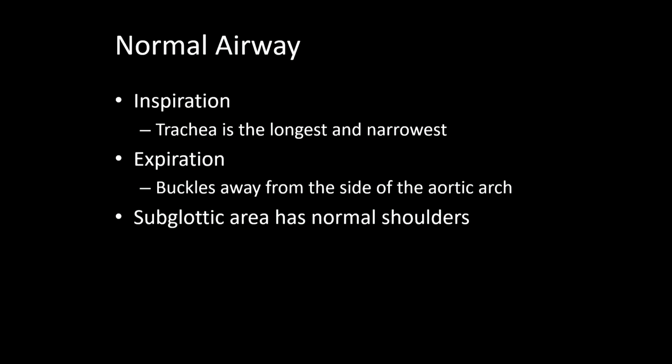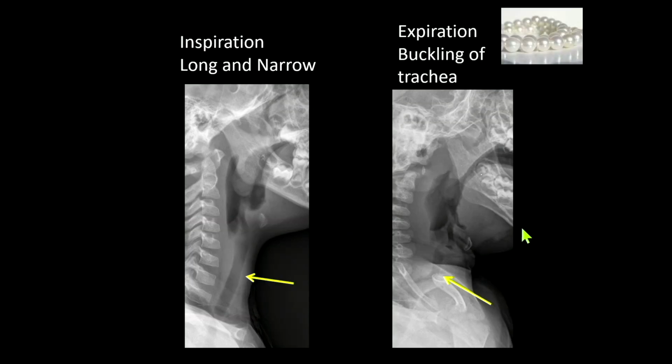So we're going to talk about all ages here, outside of the neonate. When the trachea buckles, it buckles away from the side of the aortic arch. So during an expiratory film, if you see it buckling to the left, the child has a right aortic arch, okay? And so that should help clue you in, especially if they're coming in with stridor. Subglottic area has normal shoulders, and we'll talk about what that means.